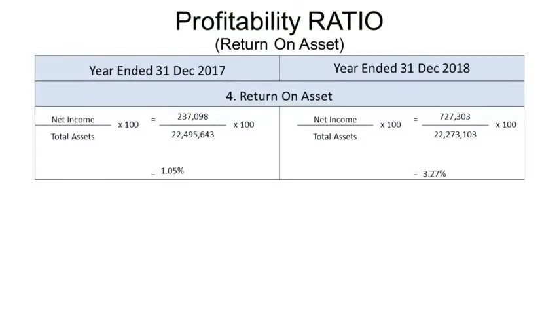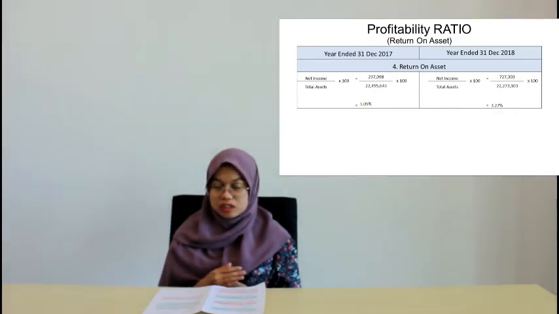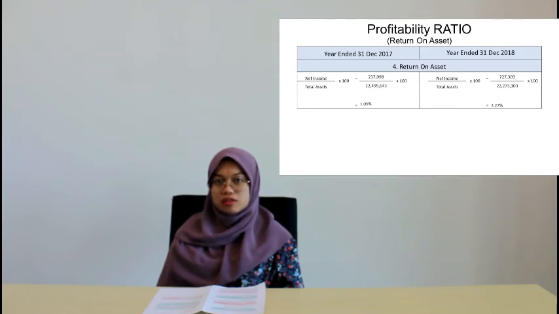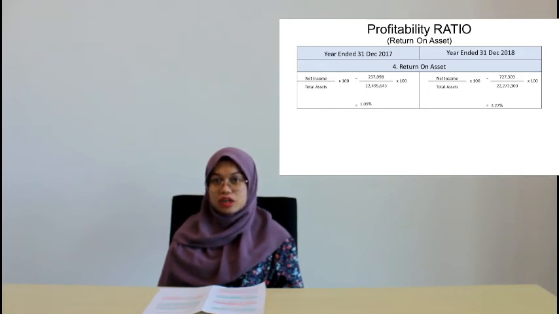In year 2018, MAHB indicates the return on asset is 3.27%, higher compared to the year 2017, which is at 1.05%. Thus, since MAHB's profit in 2018 is high, it shows the company is more efficient and productive, with the management using the economic resources well. As a conclusion, the return on asset in 2018 is much better compared to 2017.